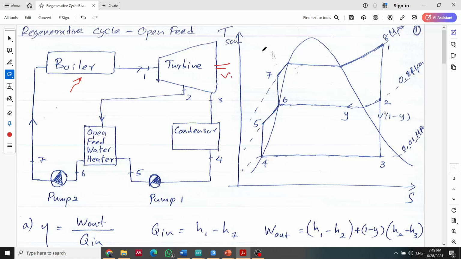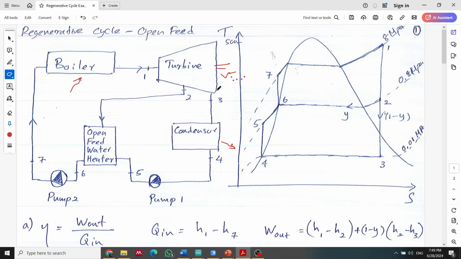At the condenser, you get the heat out. Then at the pump, you have the W in, and we have the open feed water heater, right?